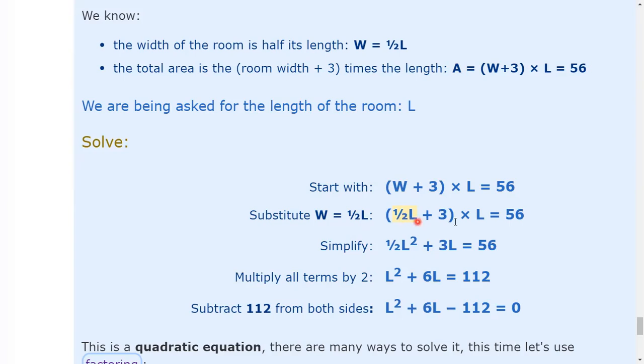Okay. So this will be just the simplification, multiplying this, and we will have this after getting rid of all the fractional values. So L square plus 6L is equal to 112. Bringing it to the left hand side to make it a quadratic in the standard form. So here the story is now very simple. 6 and 112, and you can solve this.